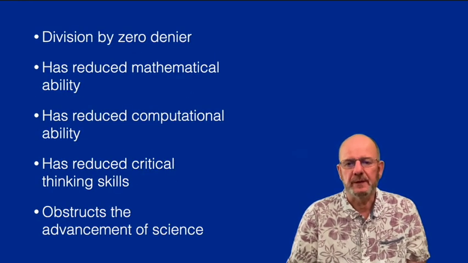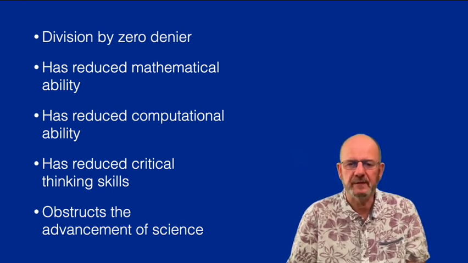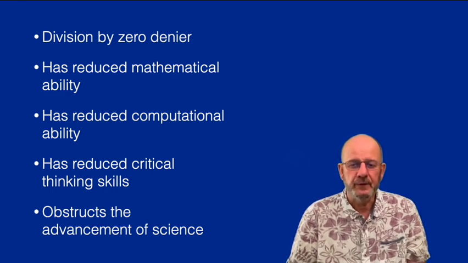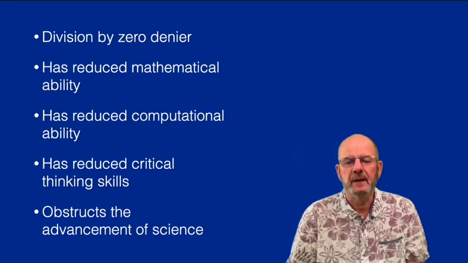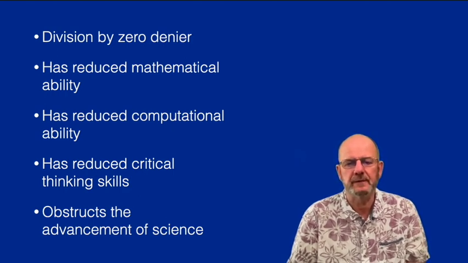If you are a division by zero denier, we need to have a serious talk. Division by zero denial has reduced your mathematical ability because you believe something that isn't true. You believe that division by zero is impossible, and that prevents you from solving problems exactly at singularities. If you use a computer designed by a division by zero denier, it will throw away half the accuracy of your floating point calculations.